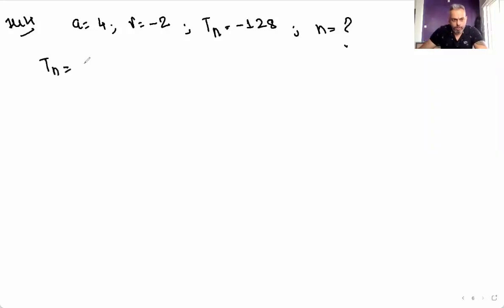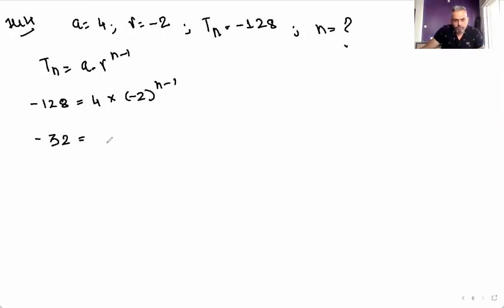Now, over here, Tn is equal to A into R raised to n minus 1. Now Tn is minus 128 is equal to 4 into R is minus 2 raised to n minus 1. So 4 यहाँ पे divide हो जाएगा. So minus 4 3s are 12, 4 2s are 8, which is equal to minus 2 raised to n minus 1.